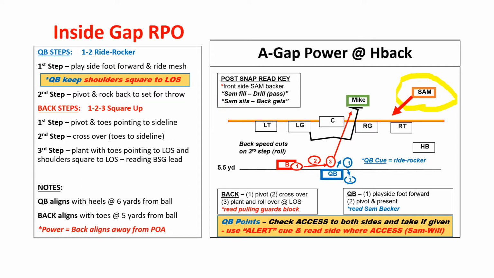The quarterback does what we call a rocker step, where he's going to step with the foot opposite of where the back is. So in this diagram, the back set to the left. Quarterback will step with his right foot forward, keeping his shoulders square. We don't turn. He's going to ride and decide there. And then after he hands the ball off or keeps it, then he just simply rocks back onto that right foot, pivoting with his left foot to be in a throwing position.